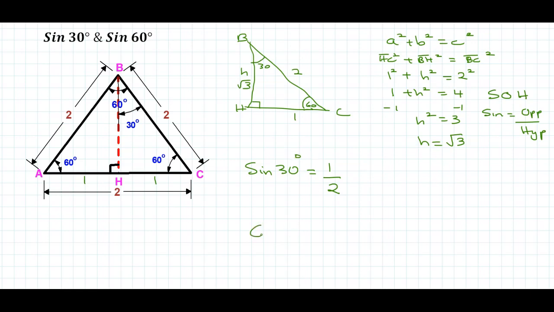What about sine 60, not cosine? We're going to be looking at sine 60 degrees. So sine 60 degrees, this is opposite, which is square root of 3, hypotenuse 2. So sine 30 is equal to 1/2. Sine 60 is the square root of 3 over 2.